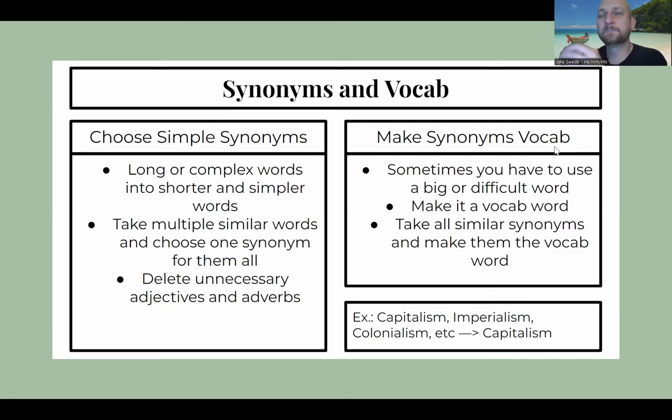The second thing you can do is make those synonyms into vocabulary words. So sometimes you have to use a big or difficult word. There's simply no way to make the argument without using that word. That's okay. You just make it a vocab word. So make it a vocab word, and then at the bottom of the page, put the word and a little definition of what it means so that kids can see, like, okay, I didn't know what exquisite meant. Now I see down below it means very fine, nice, refined. I understand what it is, right? So that's how you can do it.